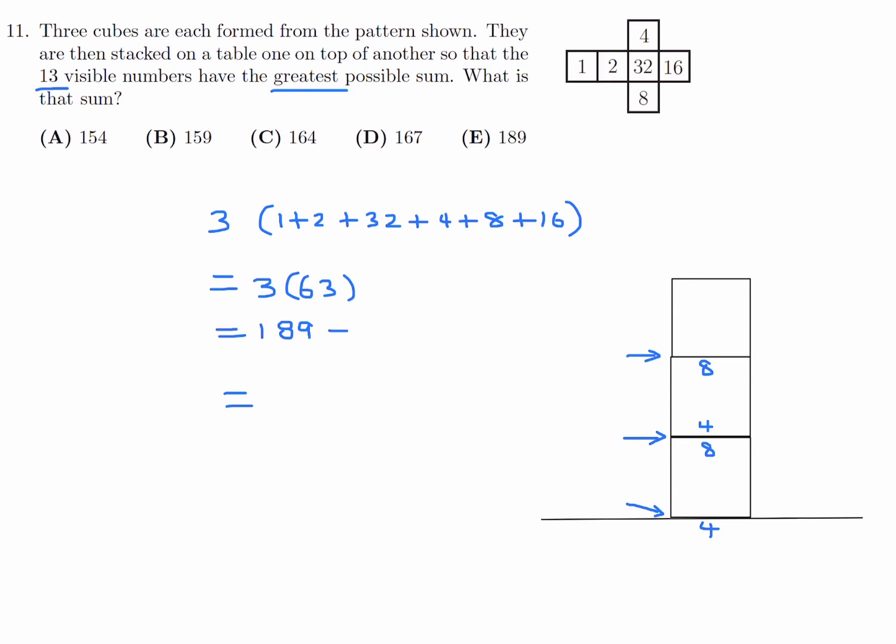Now I just have to worry about the bottom face of the top cube. I want to make it the smallest possible. And the smallest possible number is 1. So the bottom face on the top cube will be 1. So I'm subtracting a 4, an 8, a 4, an 8, and then a 1. So I'm basically doing 189 minus 12, 12 is 24, 25. So 189 minus 25, and that is 164. And that's the greatest possible sum. So 11, the answer is C.